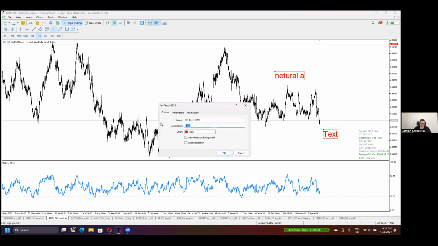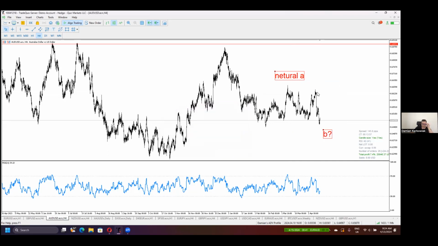Because this down movement is not smooth. I know that we are still inside of the V, but it doesn't matter whether the A is right here as a neutral one, or we treat this movement as the end of the simple correction, and after that we have a deep A right there.